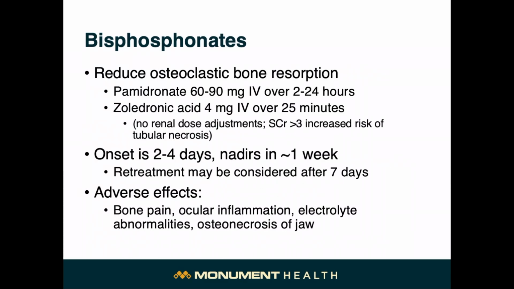One really great class of medications that we have to treat hypercalcemia includes the bisphosphonates. These work by reducing the osteoclastic bone resorption. Some of the agents include pamidronate or zoledronic acid. Zoledronic acid is going to be one of the standard medications that we utilize at Monument Health, and this is dosed at 4 milligrams IV over 25 minutes.